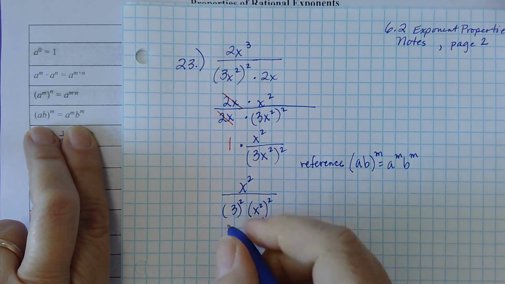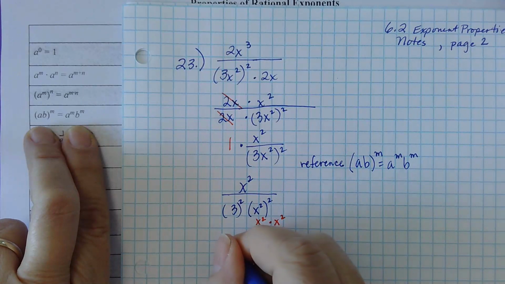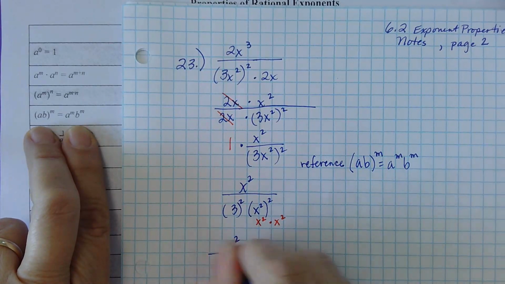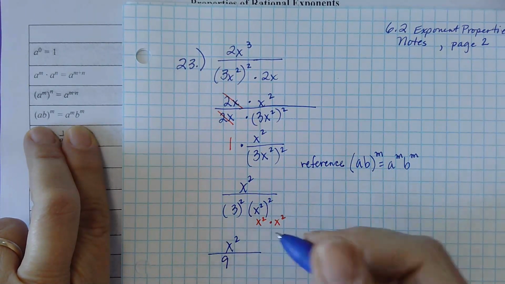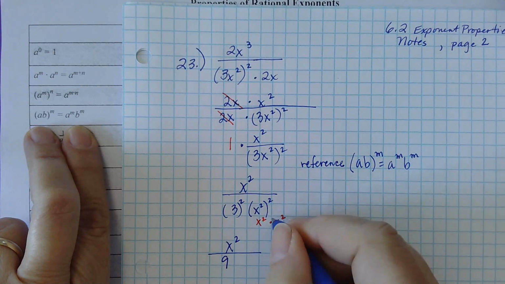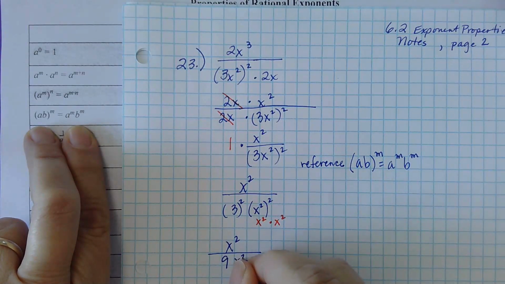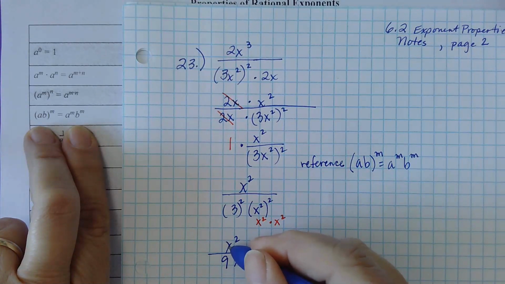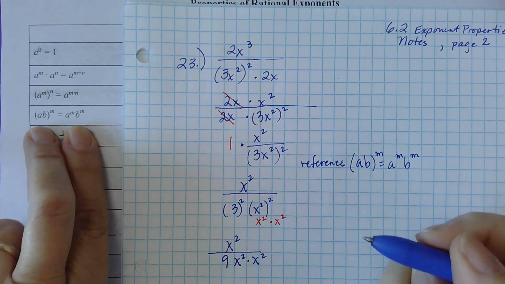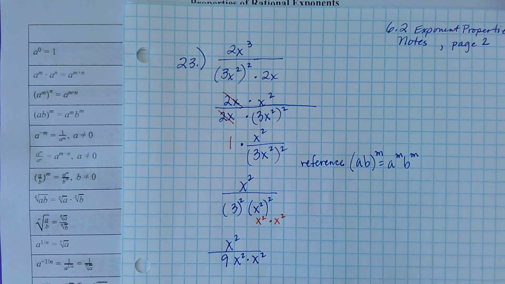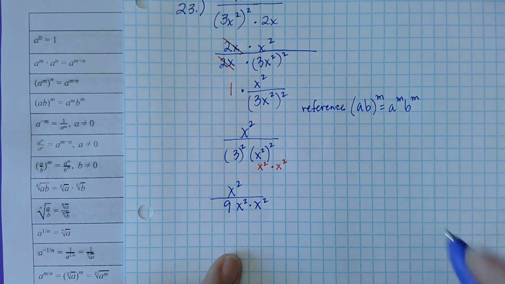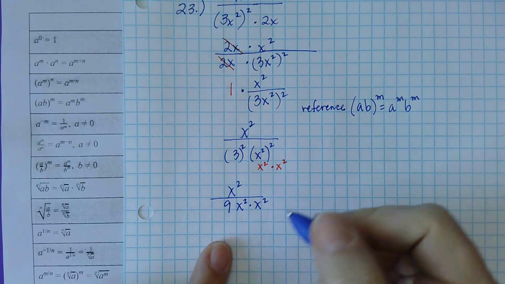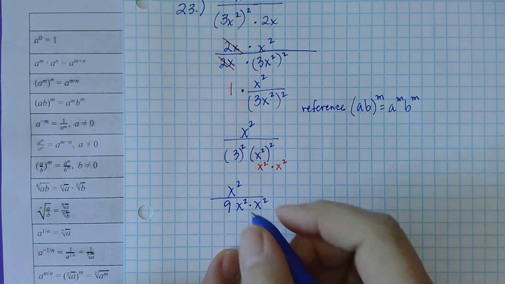This is what I'm looking at. 3 squared is 9. And I have x squared times x squared. If I have an x squared on the numerator and an x squared on the denominator, I can reduce that. I can rearrange this.